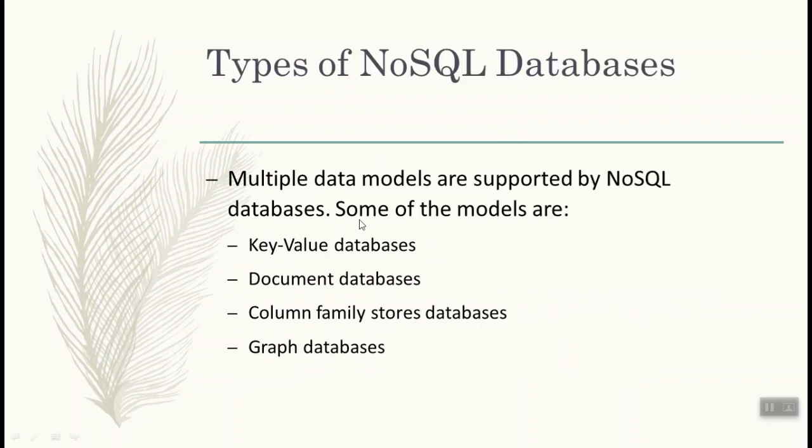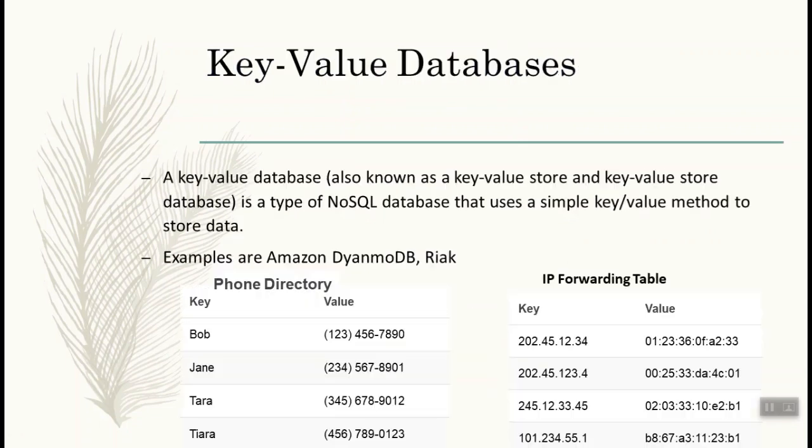Types of NoSQL databases. Multiple data models are supported by NoSQL databases. Some of the models are key value databases, document databases, column family stores databases, and graph databases. So we'll be discussing all four types in further slides. So the very first thing is the key value database.